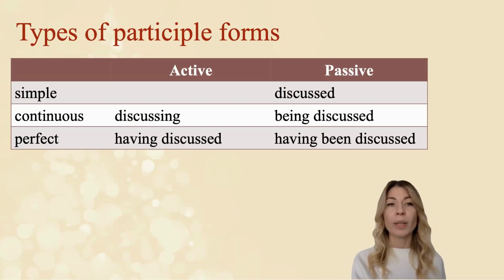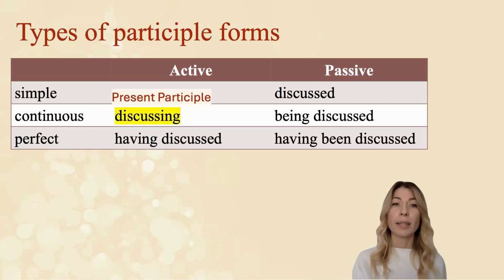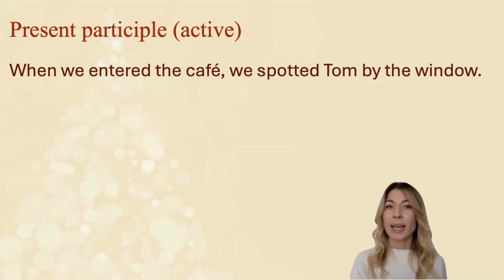Okay, so let's start with the first one, which is the active, continuous form, but it's also called the present participle, and that's what you probably heard before. So when do we use the present participle? Okay, look at this sentence. When we entered the cafe, we spotted Tom by the window.